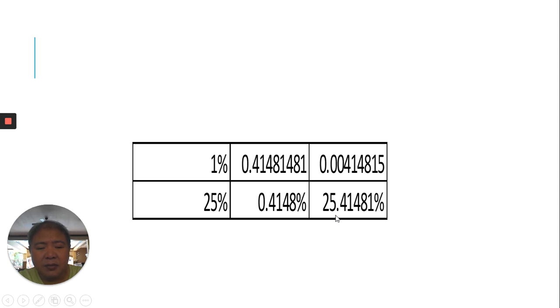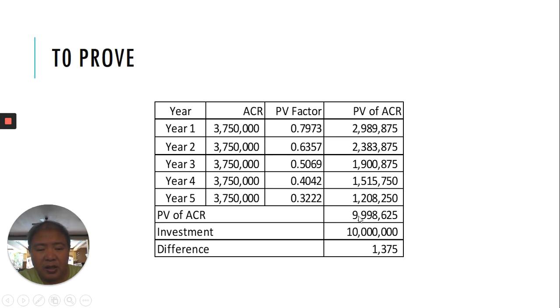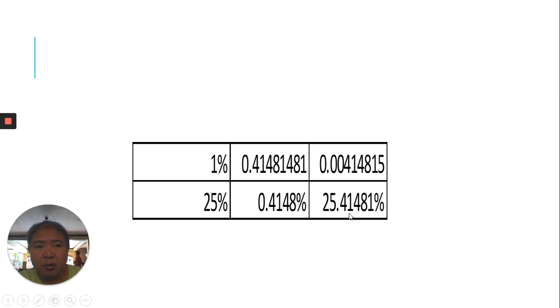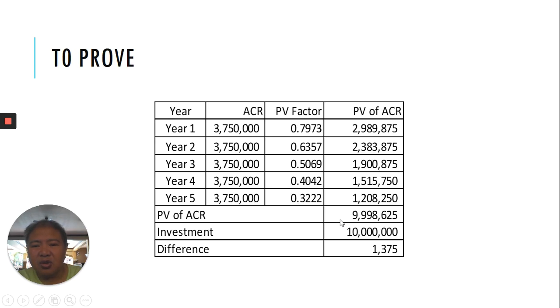So if we discount, what we will have is 9,198,625. Compare that with the 10 million investment. It is still not zero, but that is just because of the present value factor, because we cut the decimals. If we did not cut the decimals, the difference would be very, very little. Therefore, the internal rate of return for this project is 25.41%, which is again more than the discount rate or the cost of capital. This project might be accepted by management, as it will bring good fortune and wealth to the company.